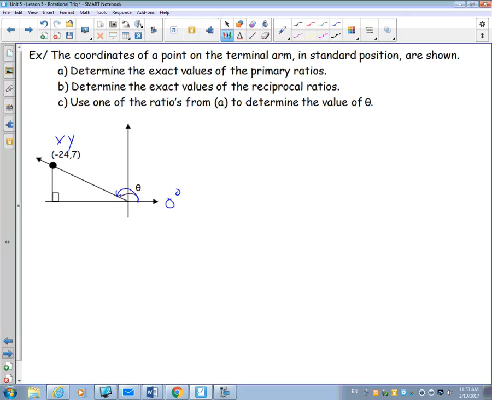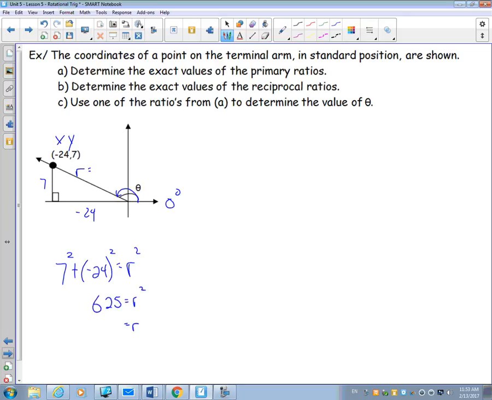So to do that, I know x is negative 24. I know y is 7. I need to find r, the radius of this circle. I can do that by using Pythagoras. A squared plus b squared equals c squared, or x squared plus y squared equals r squared. Now I put them out of order. I put 7 first and negative 24, but it doesn't make a difference. The idea of Pythagoras is a and b are interchangeable. If we do this, we get 625 equals r squared.